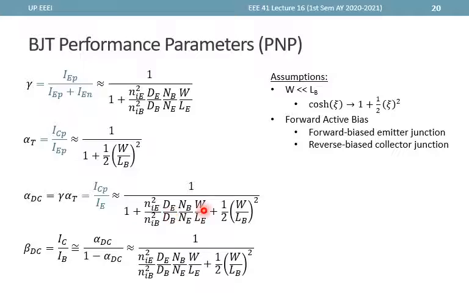Now, one major difference between this expression and this expression here is the lack of this one term. Now what happens? This term here should be very small, and if this is very small, alpha DC will approach 1. But for beta DC, if this term here is very small, then without the 1, this thing should be very large, which is what we want for beta DC. And again, these approximations are based on the forward active bias case.